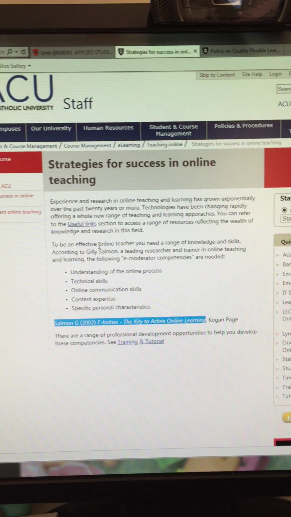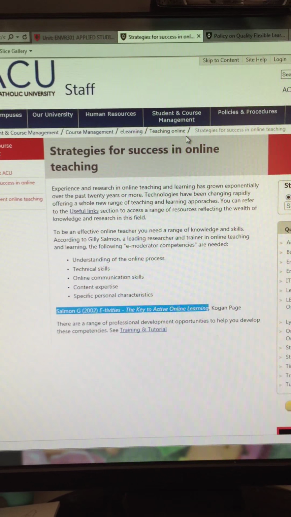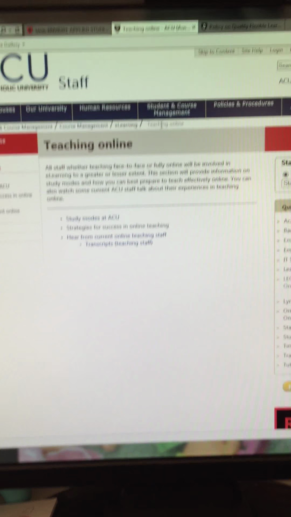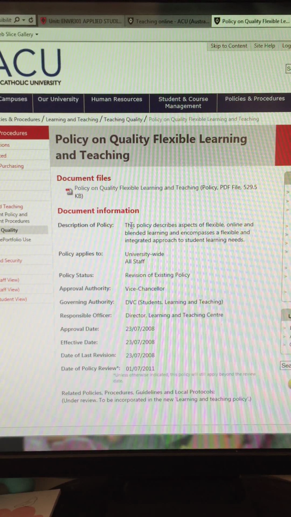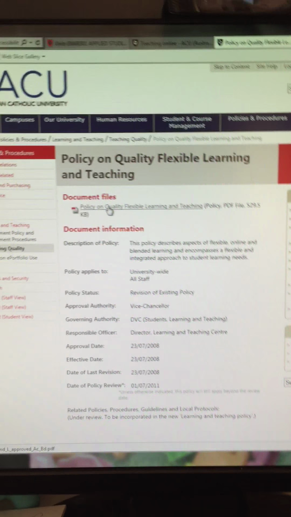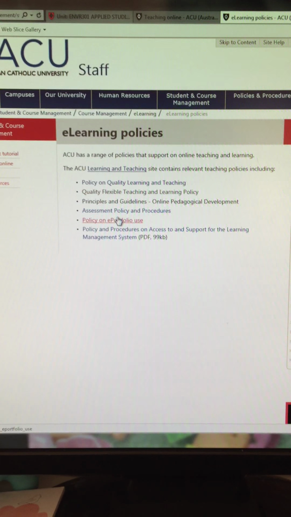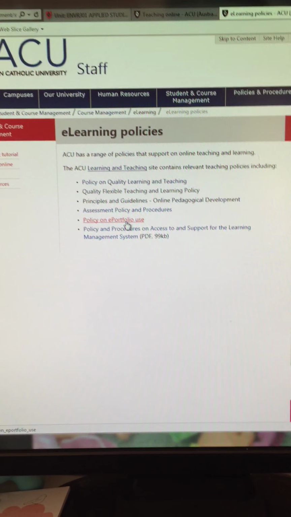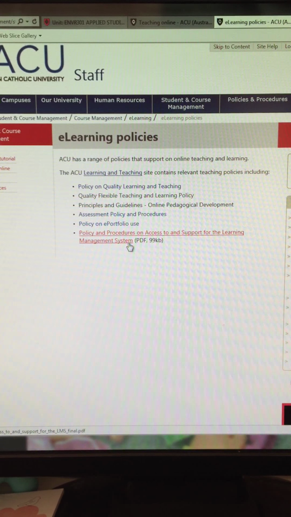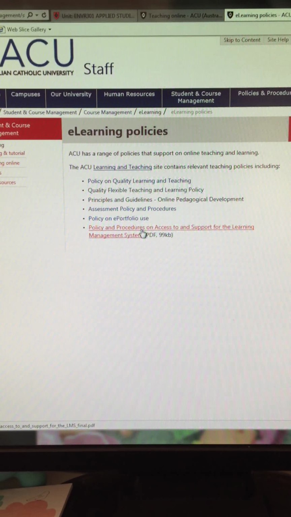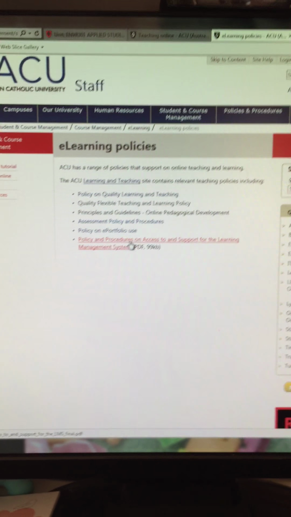So I think for these reasons, the university has really tried to embrace online learning and to provide both a flexible environment to do so, but also some key policies about how this can be done to maintain quality. There's also information specifically on e-portfolios and other areas of the LMS for access and support to the LMS. So I think these are quite detailed, these e-learning policies.